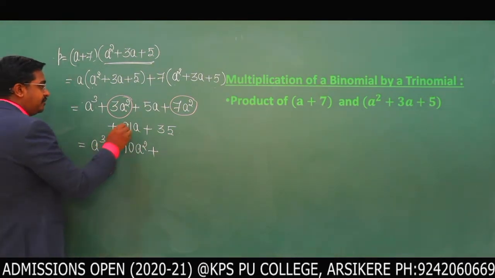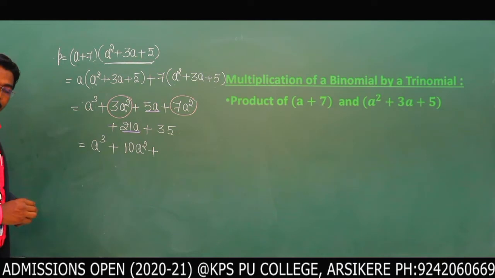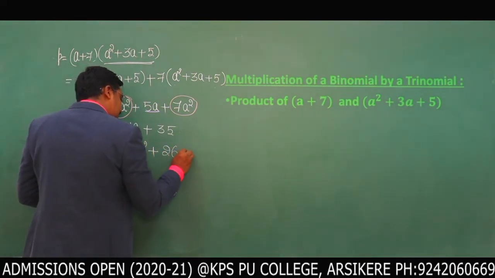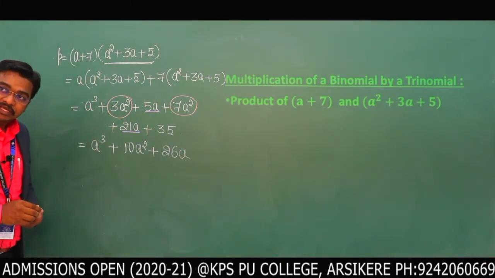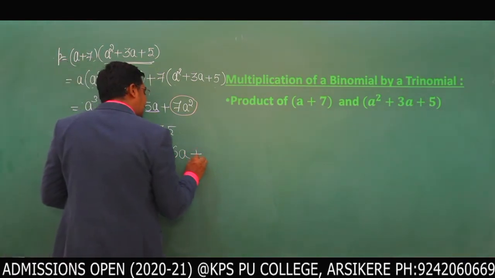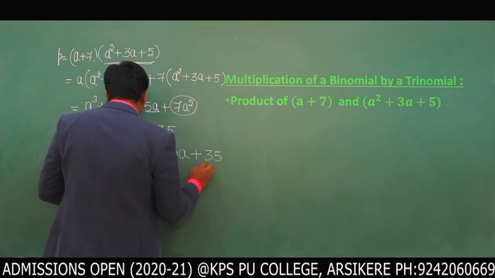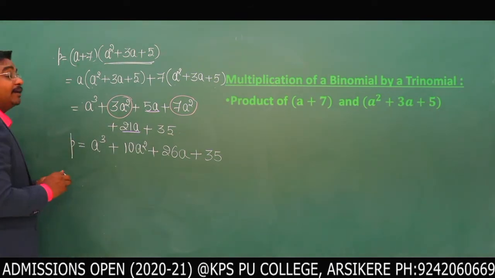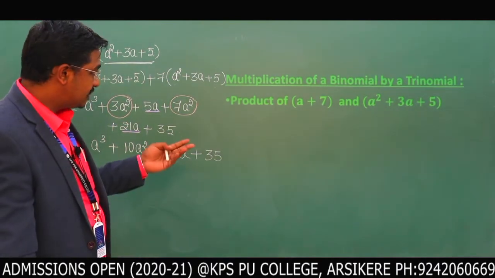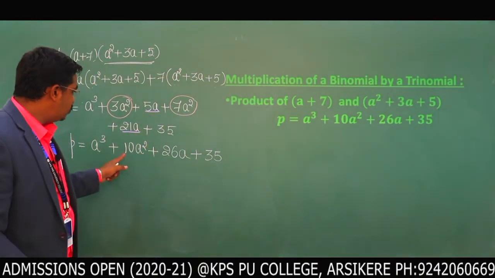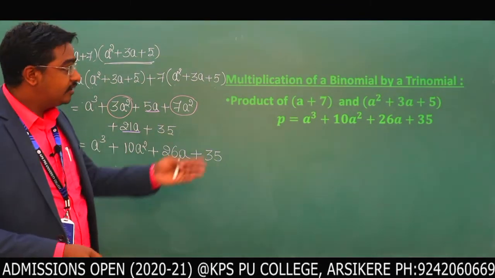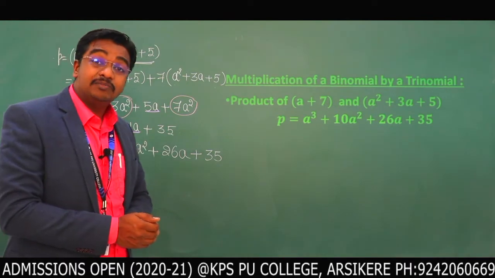Next, look, we have 5a and 21a. 5a and 21a, so that becomes 26a, because both are like terms, just add the coefficients. Plus 35. This is the product of what? a plus 7 and a square plus 3a plus 5. Just observe the answer: a cube plus 10a square plus 26a plus 35. This is the answer for a plus 7 and a square plus 3a plus 5.